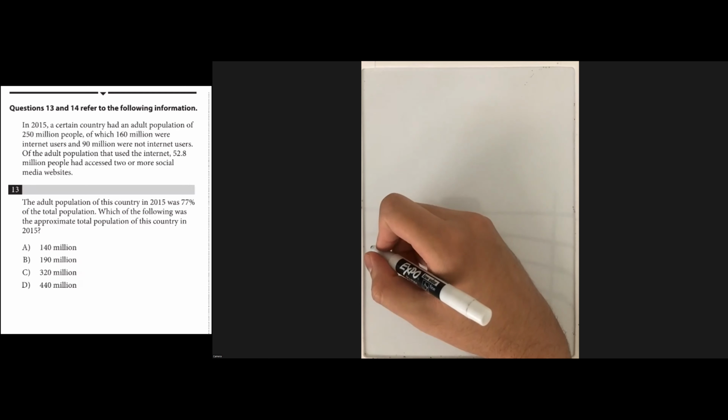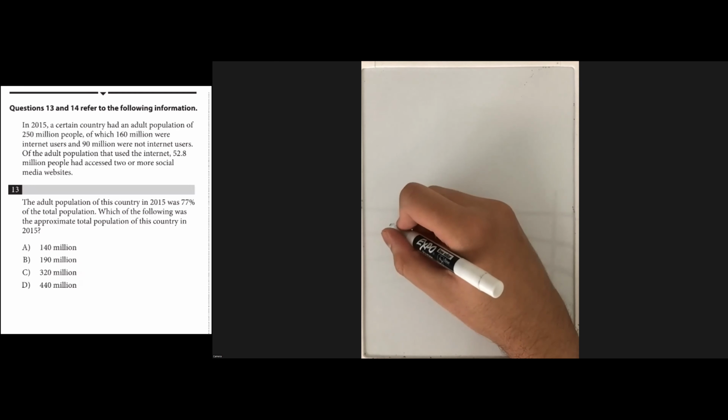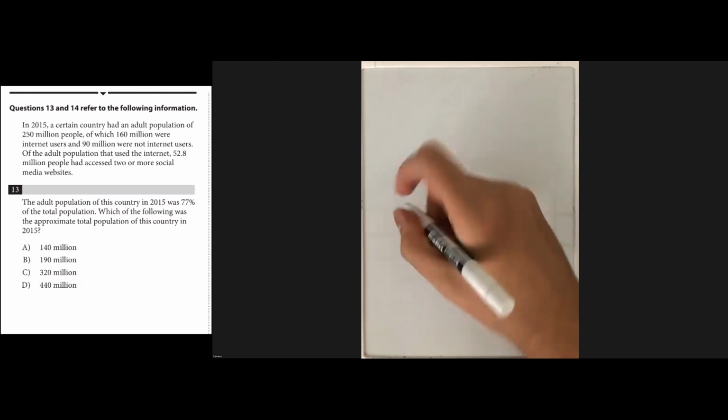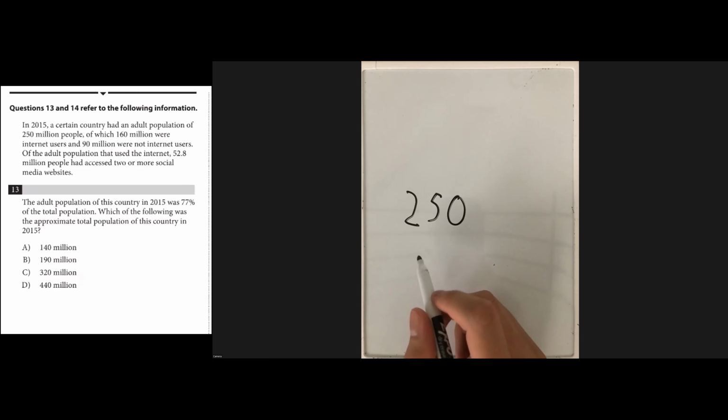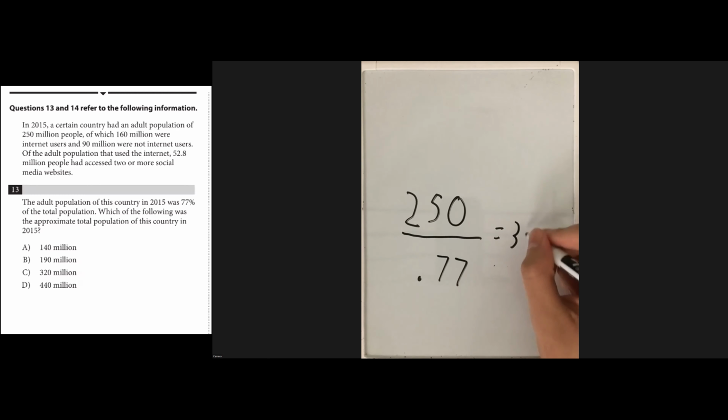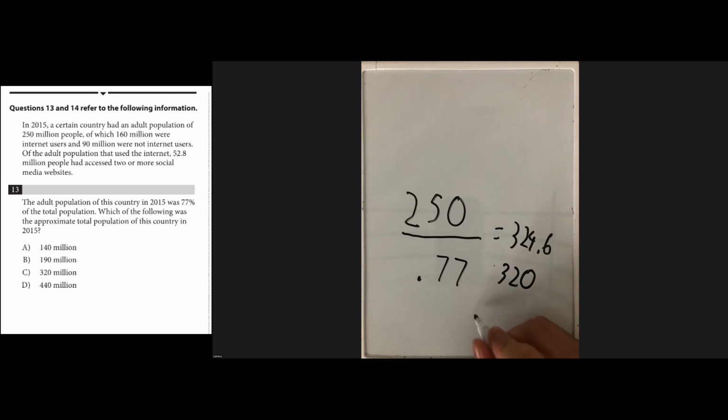And so what you do for this is you do the adult population in 2015 of this country, which is just 250 million people. And then you divide by the percentage, so divided by 0.77, which gets you 324.6. And it says, which of the following is an approximate total population? Well, the closest number to this is 320 million. So the answer choice here would be C.